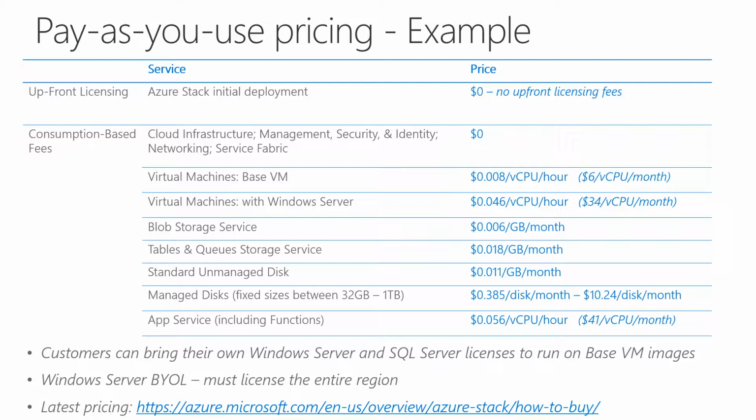For Windows Server, if you bring your own license, you can deploy VMs at the cheaper base VM rate instead of paying for the Windows Server license in the VM cost, but you must license the entire Azure Stack deployment. More information can again be found at the link at the bottom of this slide, and once there, click the link for Download the Pricing and Licensing Datasheet.